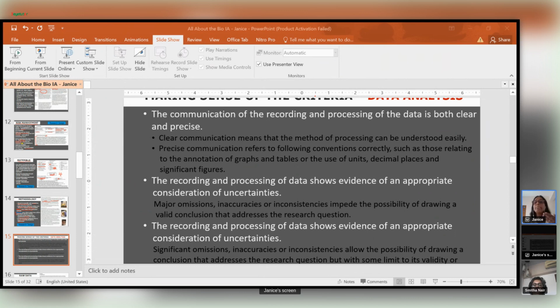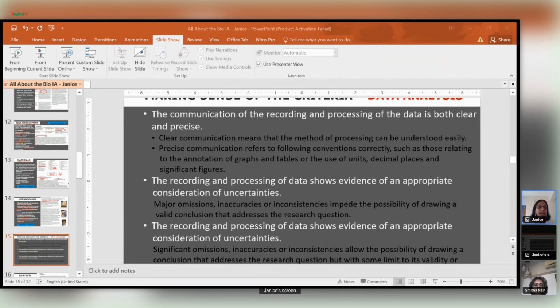Somewhere I have to use some statistical method. And the table should be clear. The communication should be very clear; I will show you the sample again, and you will understand it very clearly. The table, see, I said graphs, tables, use of units, decimal places, significant figures should be very clearly mentioned.